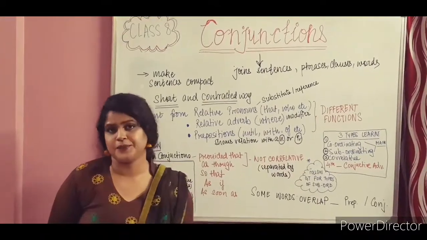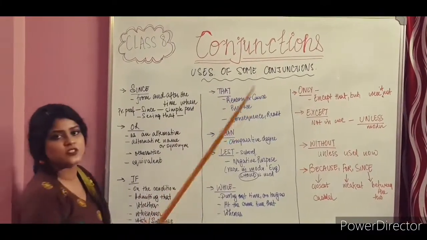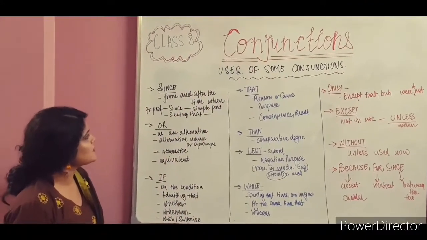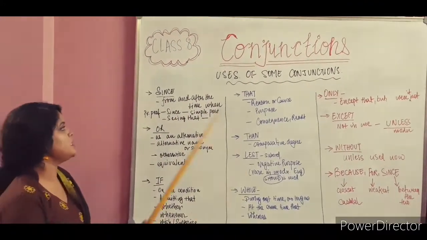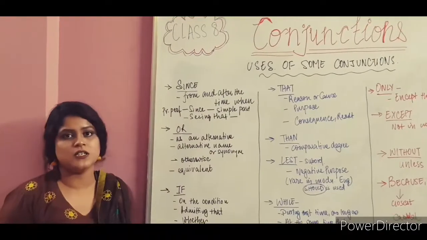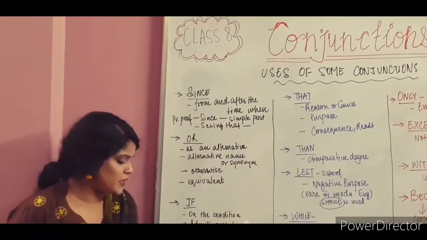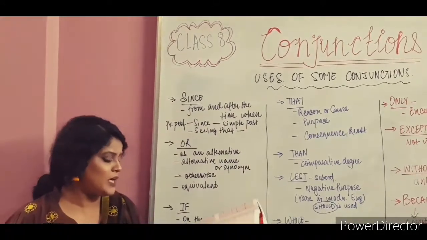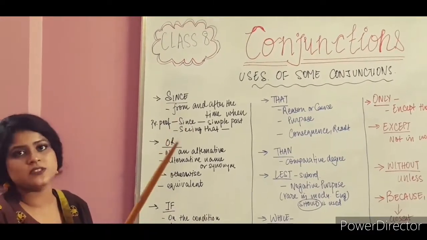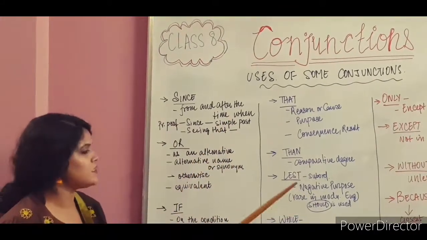That is also subordinate. Now students, let us check out some uses of the conjunctions. The very first one that we have is since. Since usually means from and after the time when. Whenever a time has been referred to, from the time onwards, since is used. For example, many things have happened since I left school. Since I left school, which is when the time is mentioned. So many things have happened.